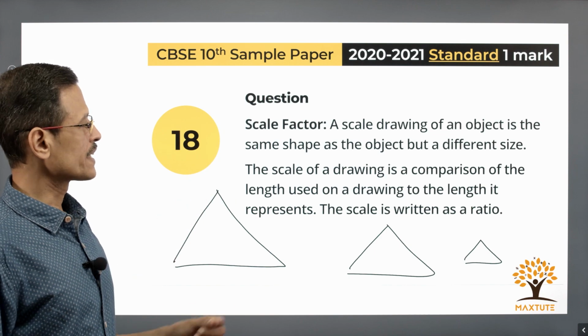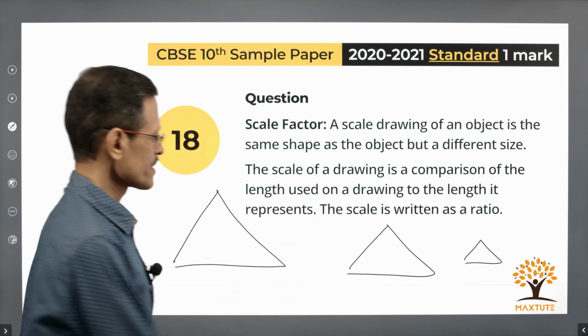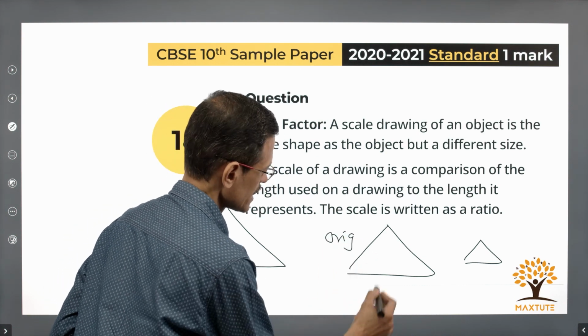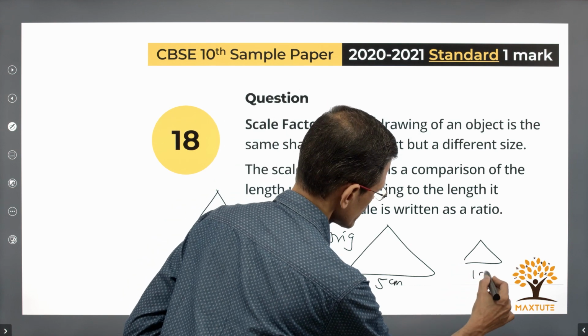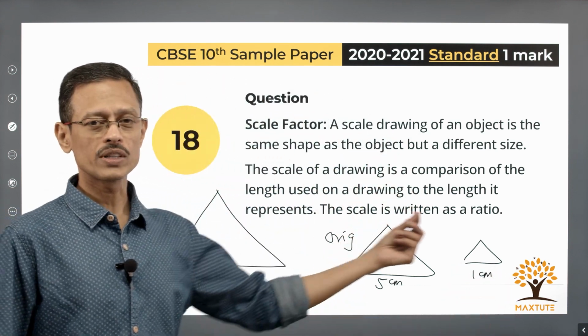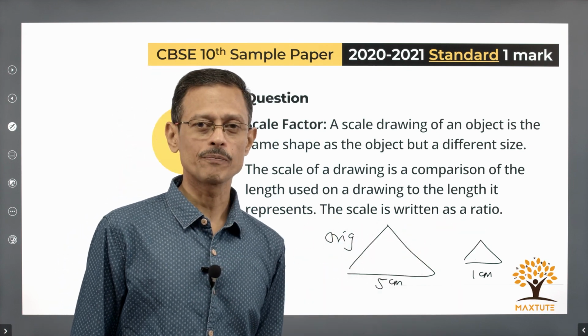The scale of a drawing is a comparison of the length used on a drawing to the length it represents. Let's say this is the original object and the length in this object is 5 centimeters. In the drawing, if I've used it as 1 centimeter, the scale we are talking about here is essentially 1:5. It is represented as a ratio.